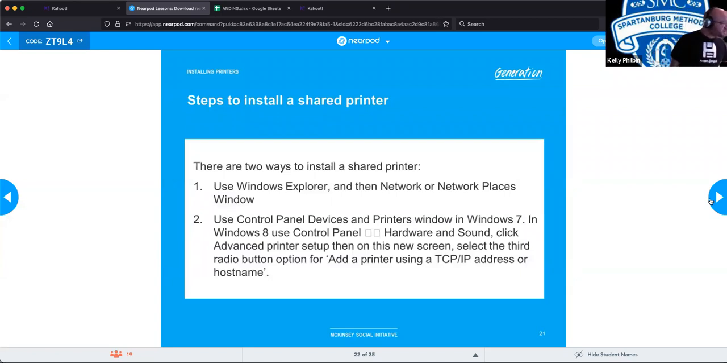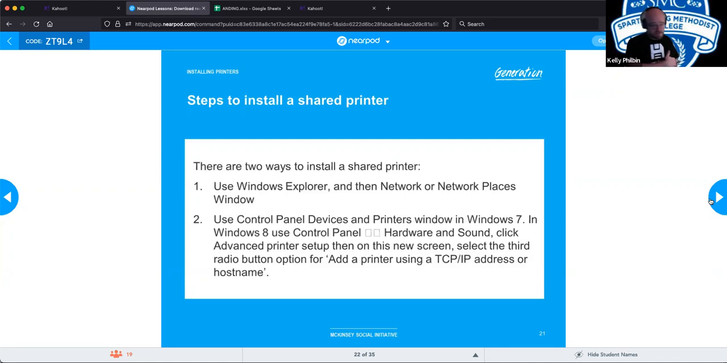All right, now if you want to install a shared printer, you can use Windows Explorer and then the Network and Network Places window from there. You can also use the control panel, devices, and printers in Windows 7. In Windows 8, it's in control panel, hardware, and sound. Click on advanced printer setup. And then you select the third radio button option, add printer using a TCP/IP address or host name. You can look it up by its actual IP address, which, if you have a network laser printer or something like that, on the menu on the printer, you can actually look up and see what the IP address is and it'll give it to you.